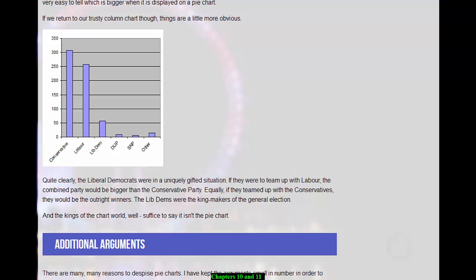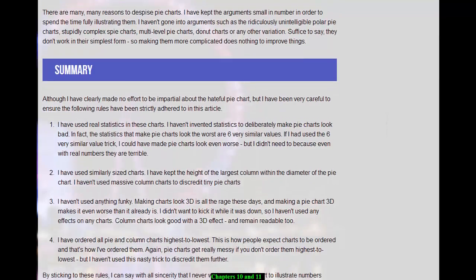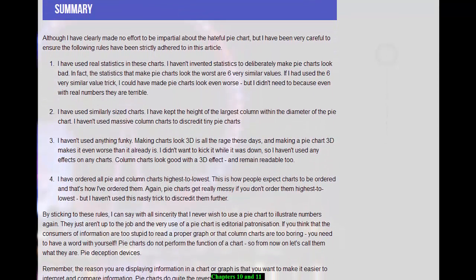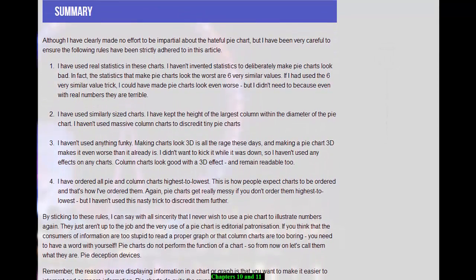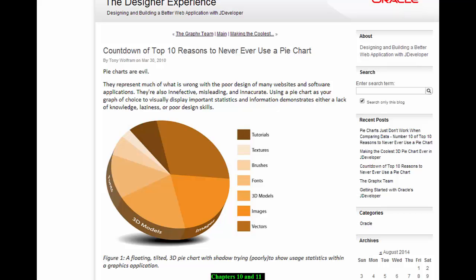So he's got some additional arguments down here and a summary, and you can read this website if you'd like. Again, Google Steve Fenton and pie charts are evil. I've got another one to show you real quick. To access this website, just type in Oracle and pie charts are evil to get the countdown of top 10 reasons to never ever use a pie chart.